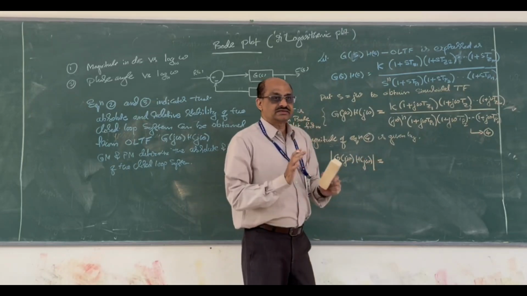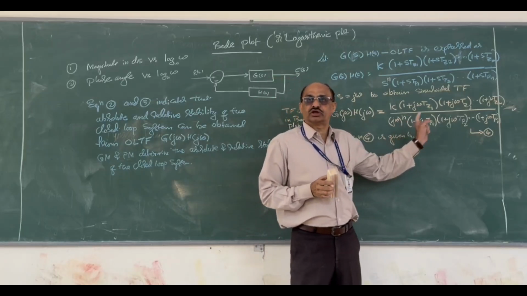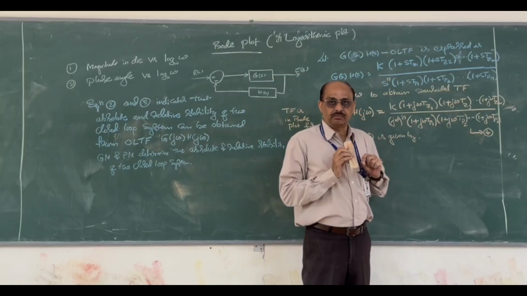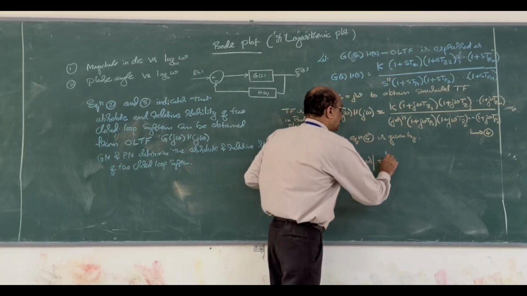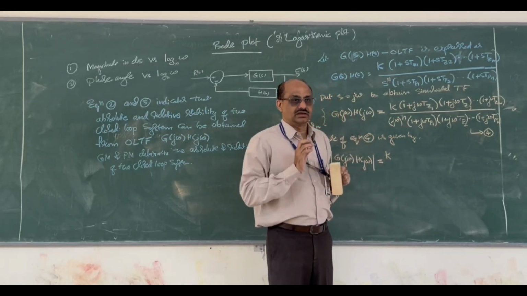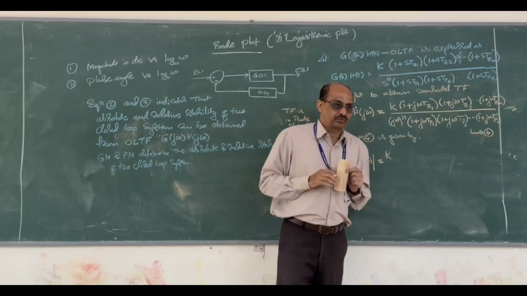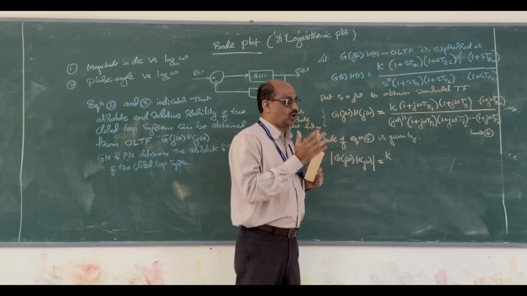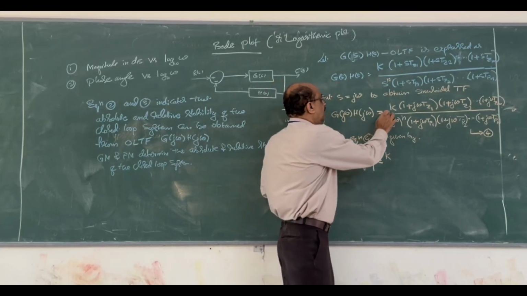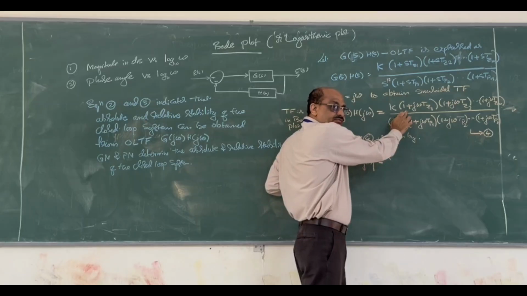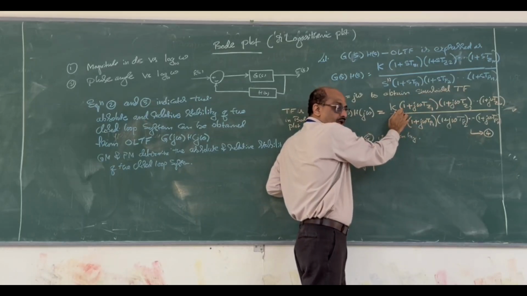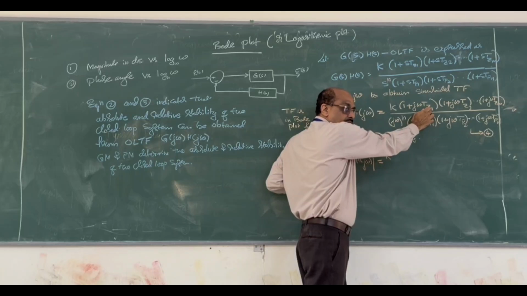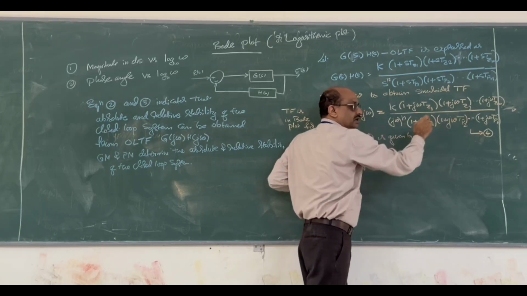Note that it's nothing but the magnitude of the individual factors. What is this? K, the magnitude of this is the gain. K is the gain or constant. For each factor, the magnitude is the square root of the real part squared plus the imaginary part squared. You need to go on writing that.